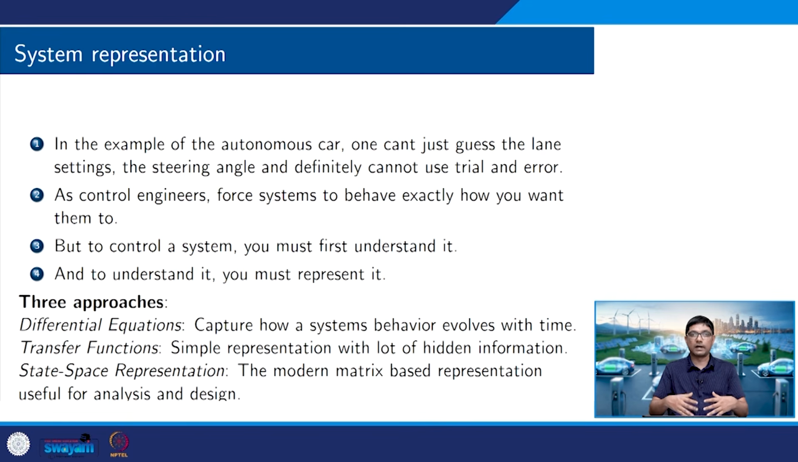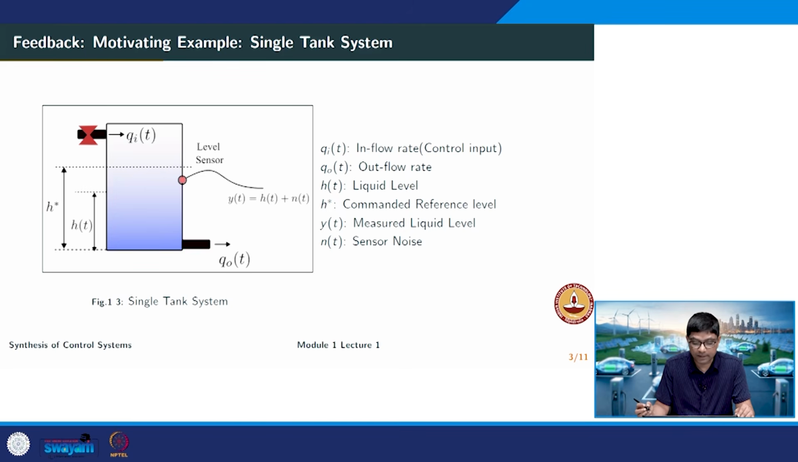So let us try to understand this with the help of a small example, which is not related to electric vehicles, but something which is intuitively nice to understand. Okay, let us take this example where I have a single tank, where I have water flowing in and some water going out. And my control objective is to keep the level of the tank at some reference level, right? Say my desired height is h star.